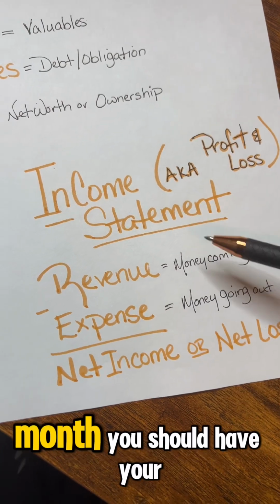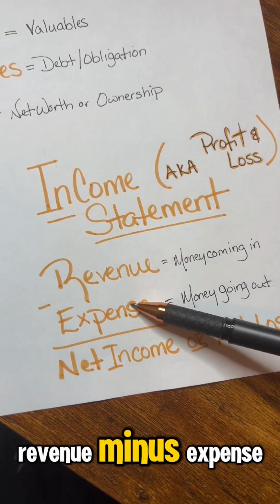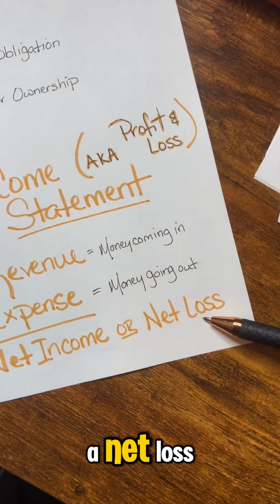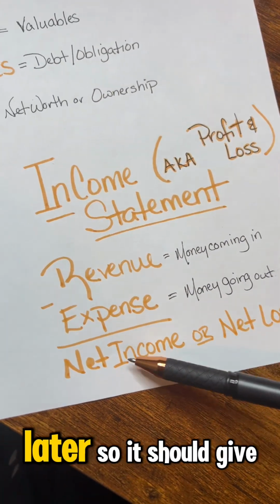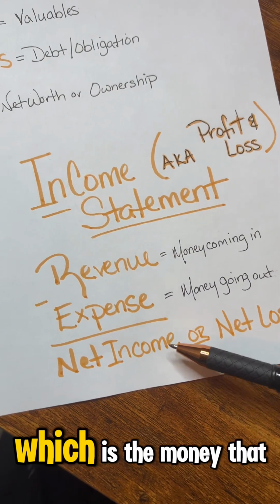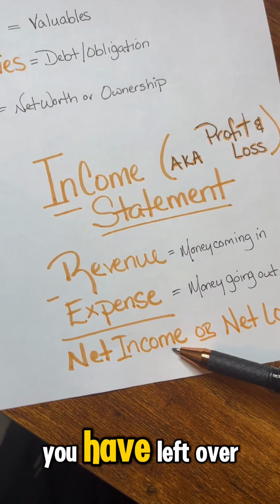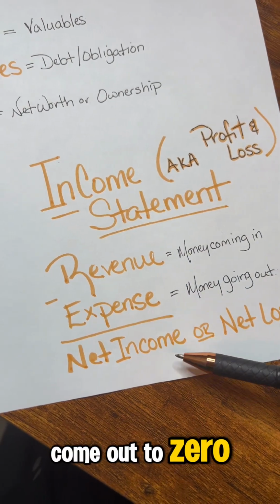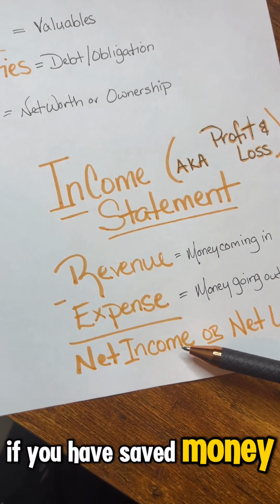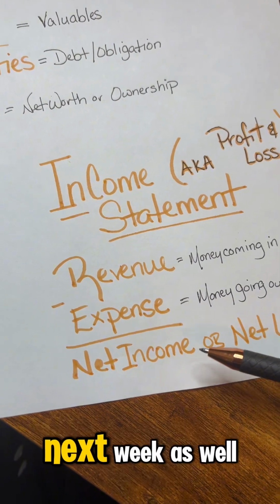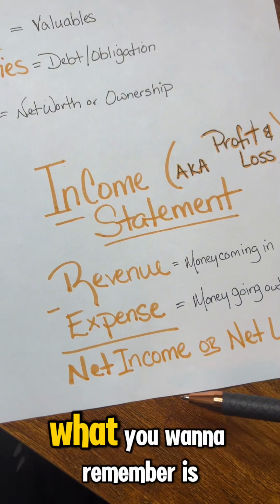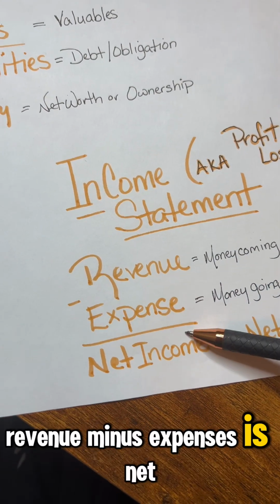At the end of the month, you should have your revenue minus expense, which is going to give you your net income. It better not give you a net loss, but we'll talk about that later. So it should give you a net income, which is the money that you have left over. If your revenue minus expenses come out to zero, if you have saved money, then that's okay. We'll talk about that again next week as well when we build our personal income statement. But generally what you want to remember is revenue minus expenses is net income.